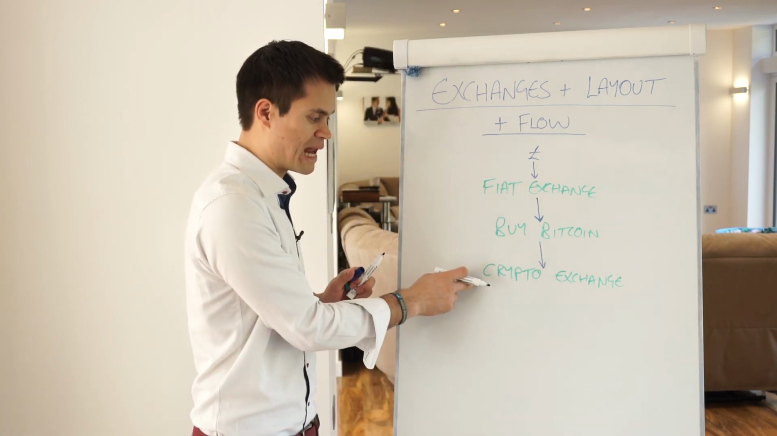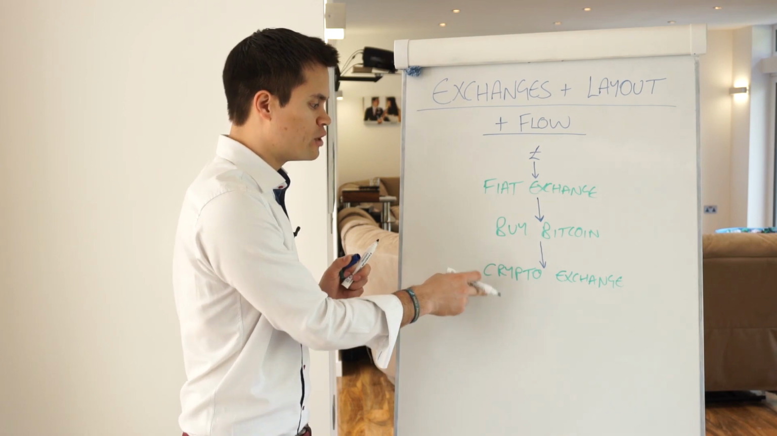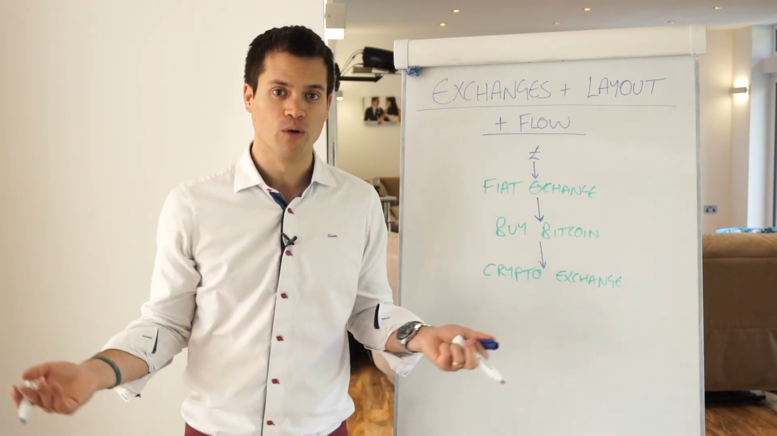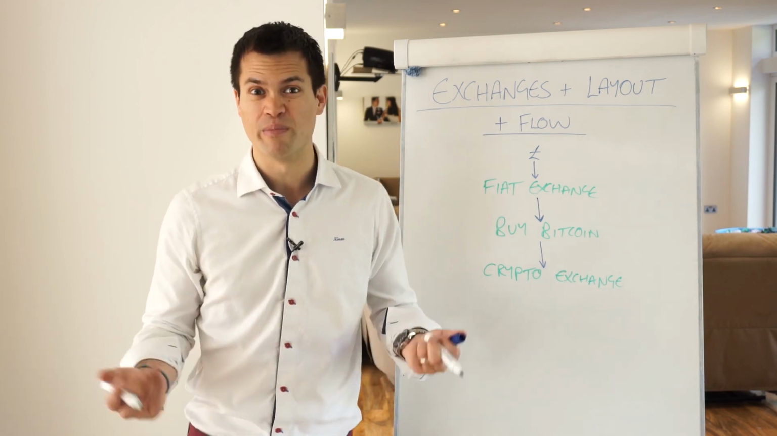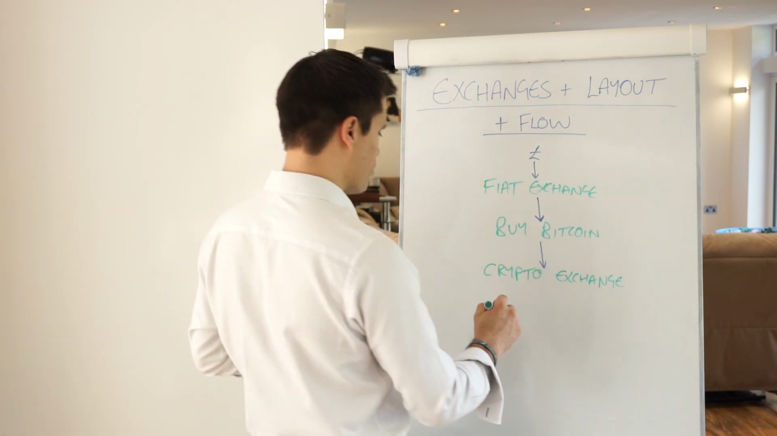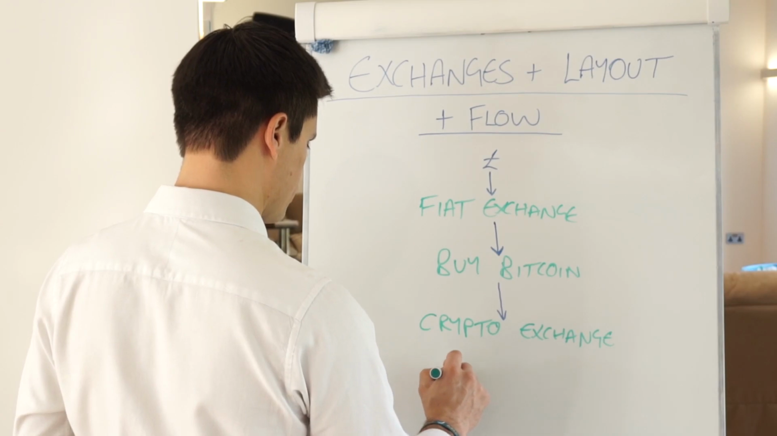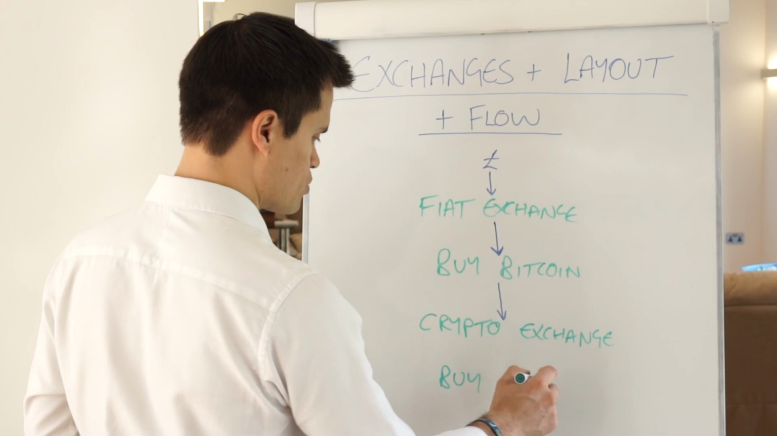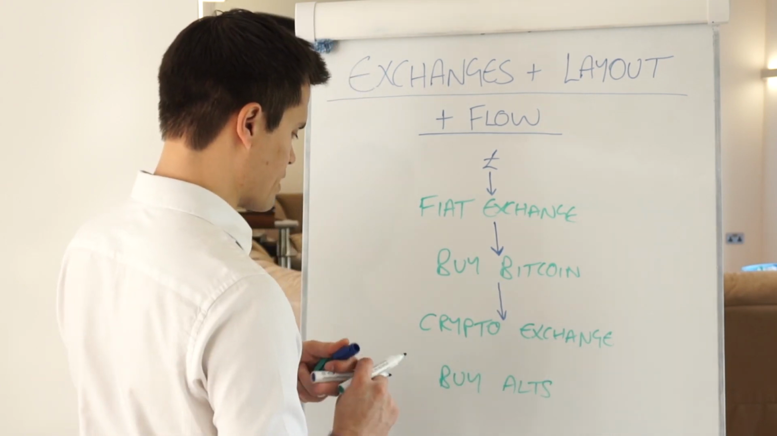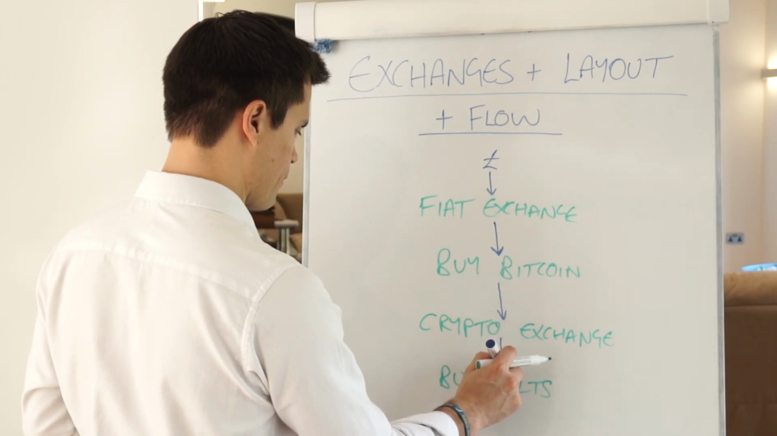Once Bitcoin has landed in your crypto exchange, you then use that Bitcoin to buy your other altcoins. Altcoin is another word for any other crypto other than Bitcoin, basically. Buy alts, or buy cryptos, whatever takes your fancy. So you then do that.